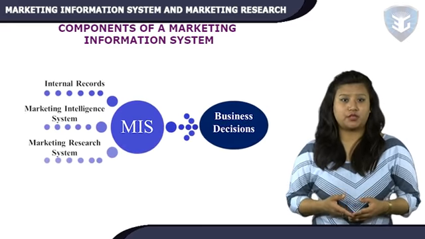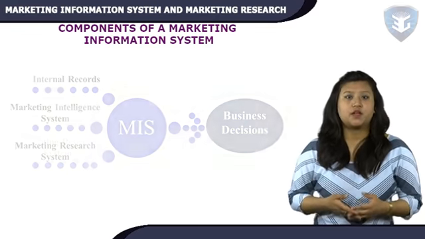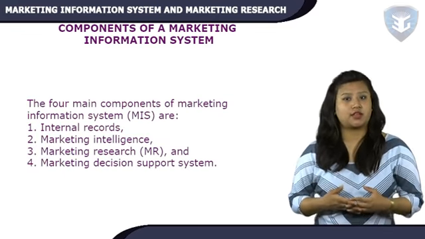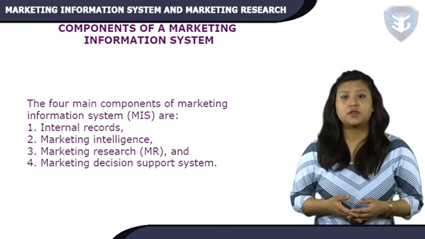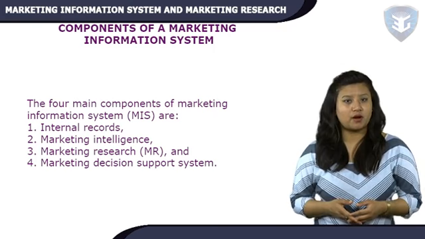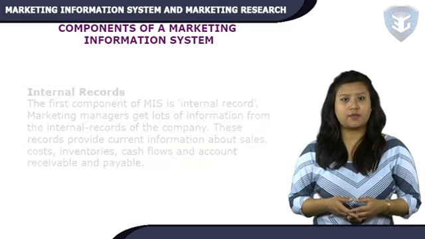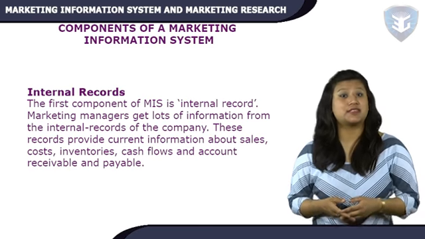MIS collects the information through its subsystems. These subsystems are called components. The four main components of the marketing information system, MIS, are internal records, marketing intelligence, marketing research, MR, and marketing decision support system. The basic components of MIS are depicted and explained as follows.